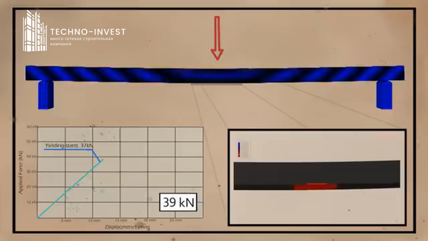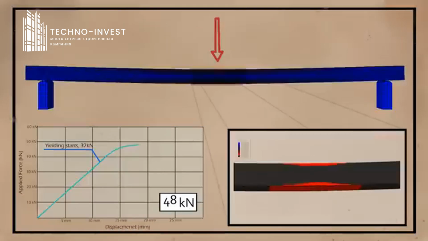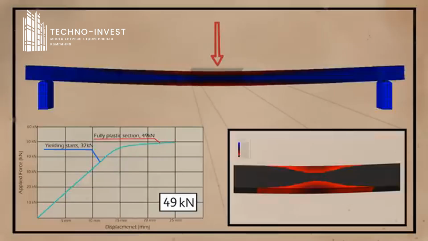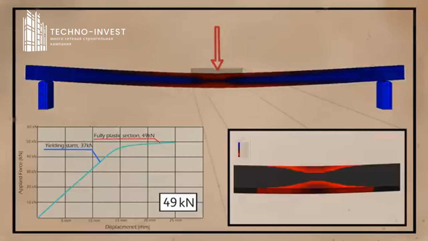Once the yield point is reached, the beam will continue to take load, however, the deflection will no longer follow a linear line. The beam will start to bend a lot more while not taking much more load. This is because the material is undergoing plastic deformations, which are permanent and characterized with large strains. At around 49 kilonewtons, the beam has gone fully plastic and has reached its ultimate capacity. From this point on, the deflection will keep increasing while the load capacity will remain the same.